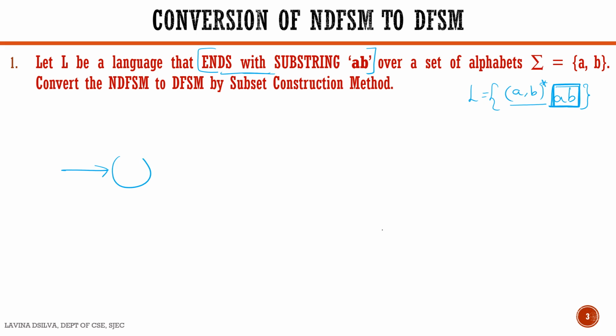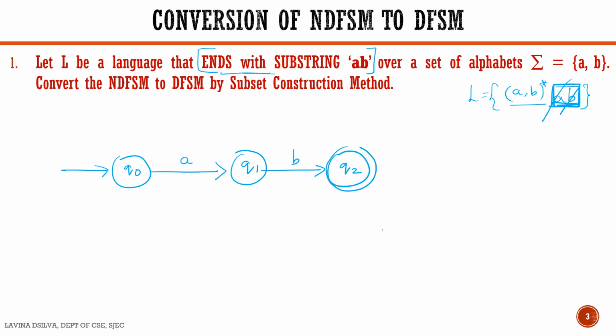We have our start state Q0. Q0 sees an A and it goes to a state Q1. Now Q1 on seeing a B goes to Q2 state. We have come to the end of this string. Therefore, Q2 is our final state. And prior to this, we can have any number of A's and B's. Therefore, in the state Q0, we can have any number of A's and B's.